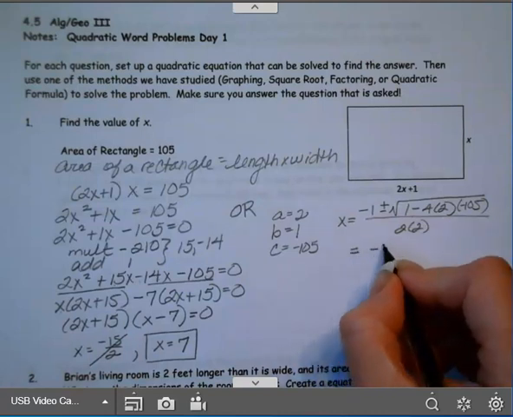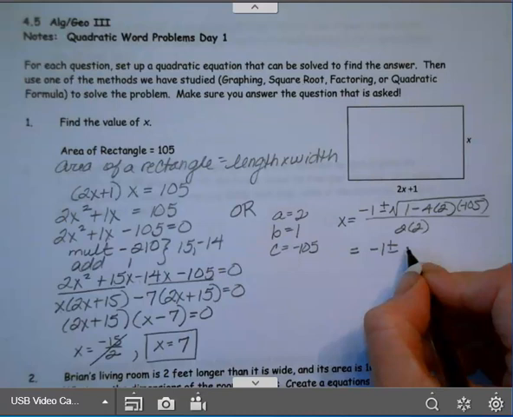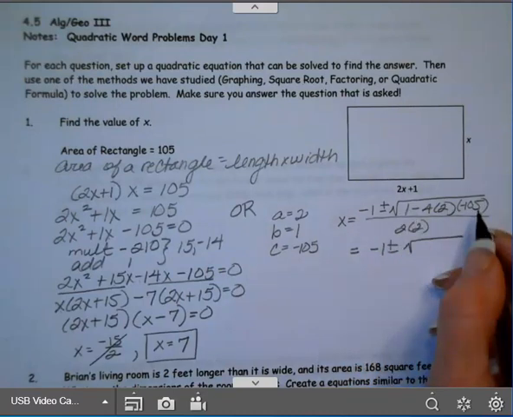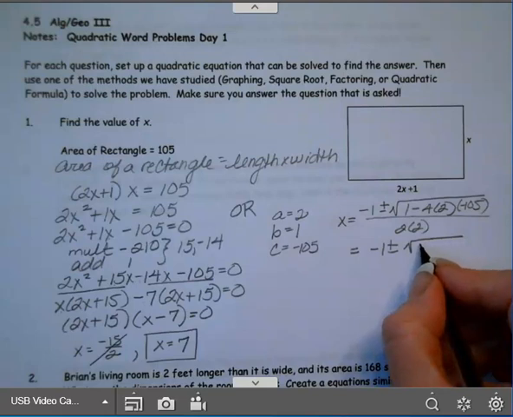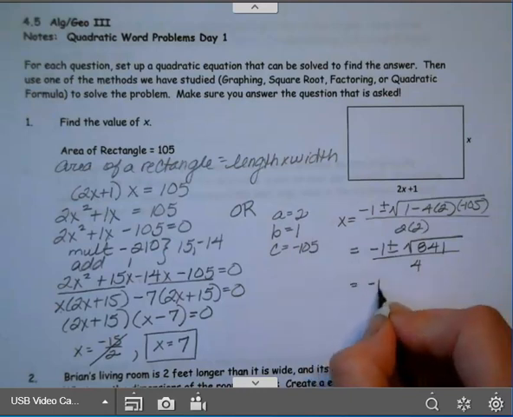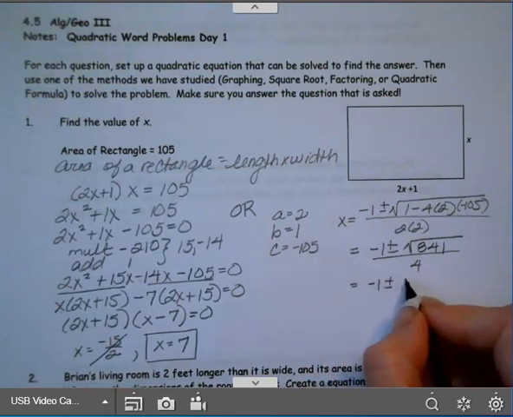So that's going to be negative 1 plus or minus. Simplify what's under the square root. Remember, that's called the discriminant. And you'll get 841. That's all over 4. The square root of 841 is 29.